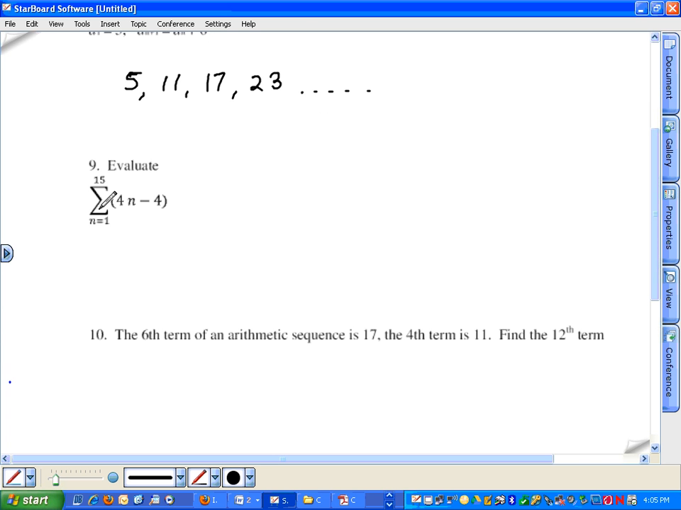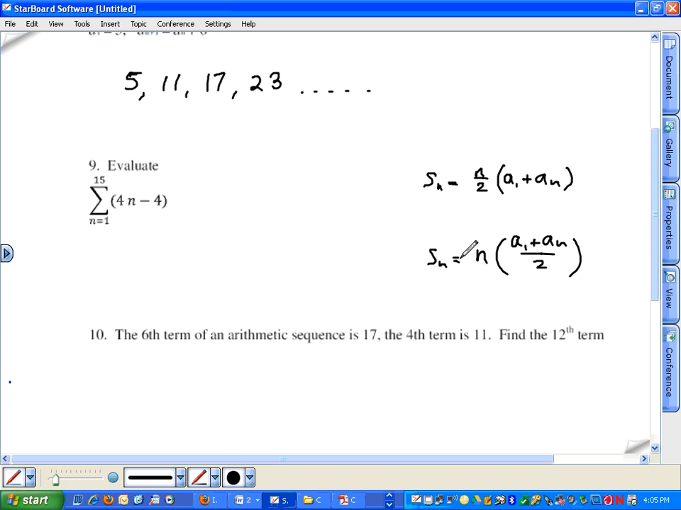Okay, evaluate. This is a partial sum because we're only adding terms when n equals 1 to when n equals 15. So we're adding 15 different terms. This is the partial sum of an arithmetic sequence. If we notice the explicit formula here, 4n minus 4, that's a linear function. So this is an arithmetic sequence. For the partial sum of an arithmetic sequence, there were 2 versions that were shown. One version is the number of terms divided in half, multiplied by the sum of the first term and the last term. The other form is the number of terms you're adding up, times the sum of the first and last terms divided in half.